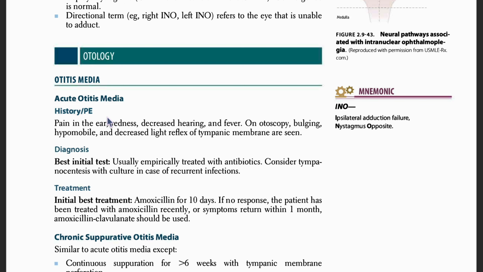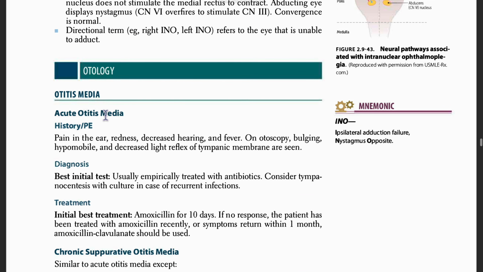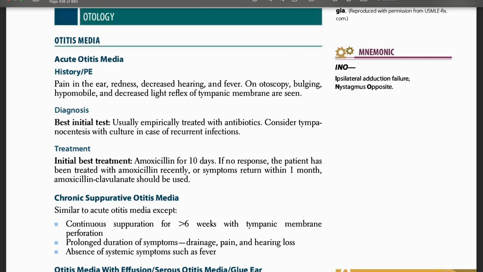Okay, so we're done with the ophthalmology portion. Now we have otology. Actually, let's take a break here. Water break or whatever. I'll be back.